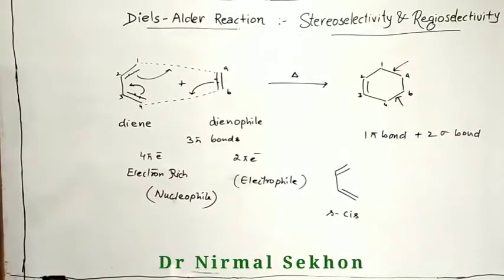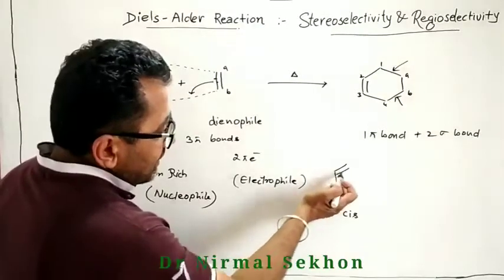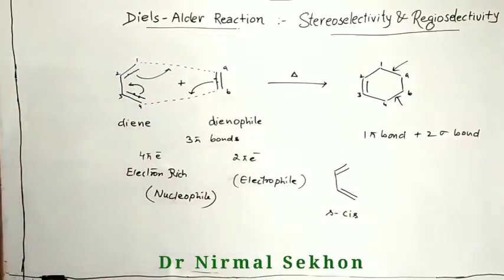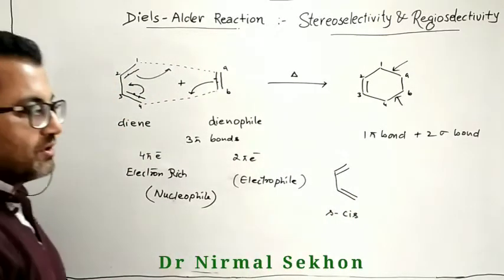S-cis. S means single bond. It is the arrangement of the double bonds around the single bond. Through the single bond, if the double bonds are on one side, then that is called S-cis. Cis means on one side, S means single bond.